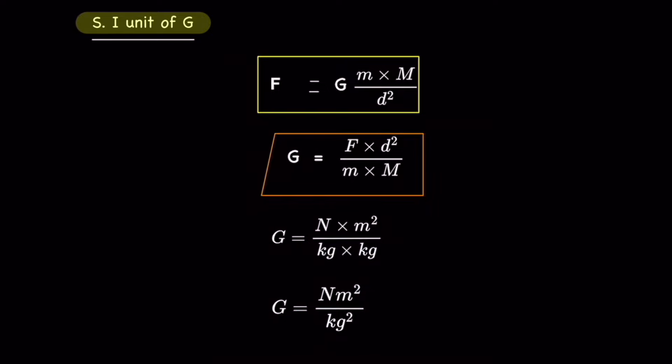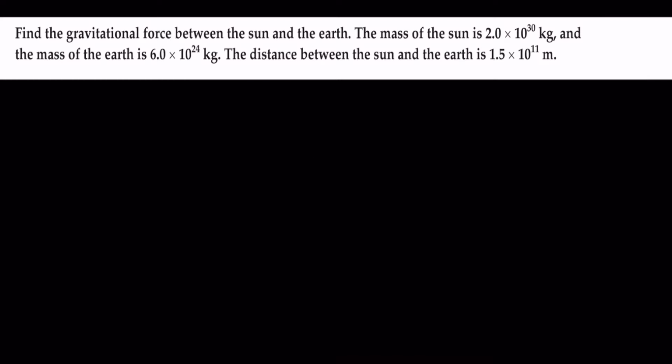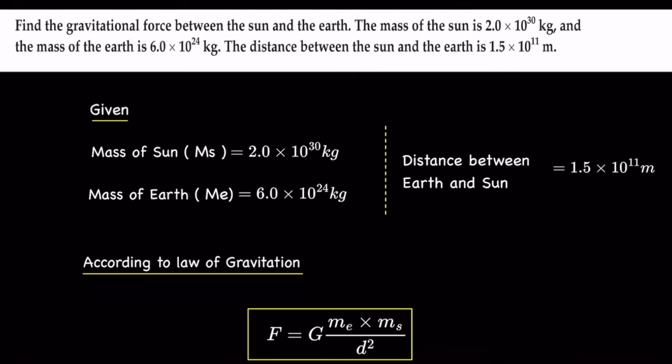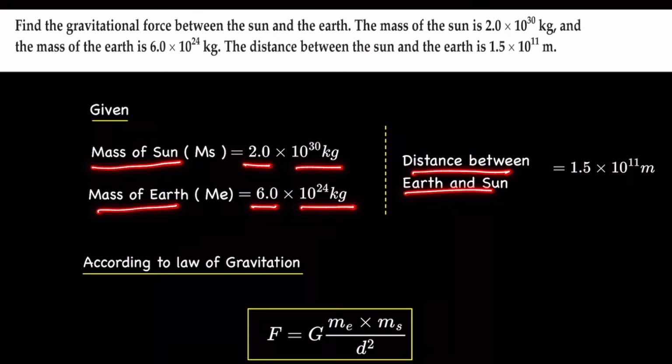Now we will solve one question based on this formula. In this question, find the gravitational force between the Sun and the Earth. The mass of the Sun is 2 into 10 to the power 30 kg and the mass of the Earth is 6 into 10 to the power 24 kg. The distance between the Sun and the Earth is 1.5 into 10 to the power 11 meter. So here I noted down the given values. Mass of Sun is 2 into 10 to the power 30 kg. Mass of the Earth is 6 into 10 to the power 24 kg. The distance between the Earth and the Sun is 1.5 into 10 to the power 11 meter.